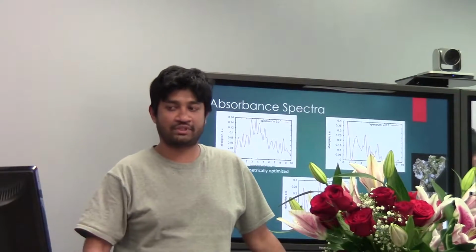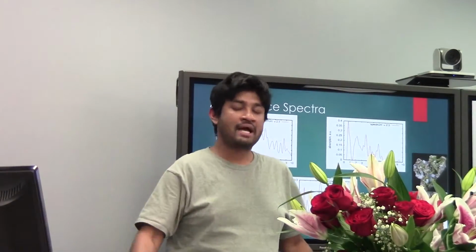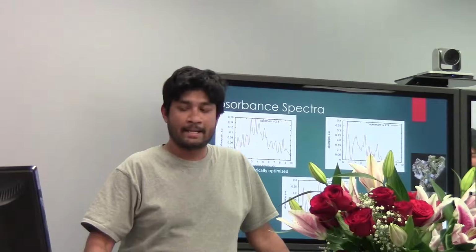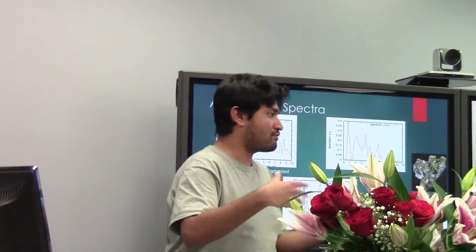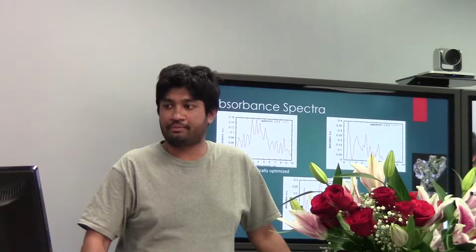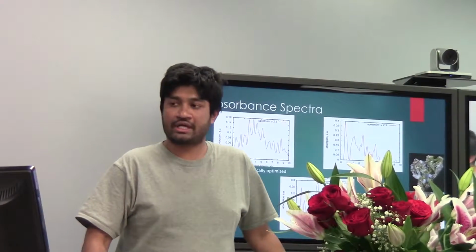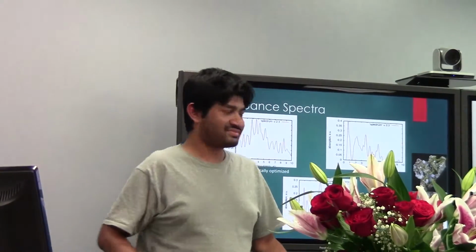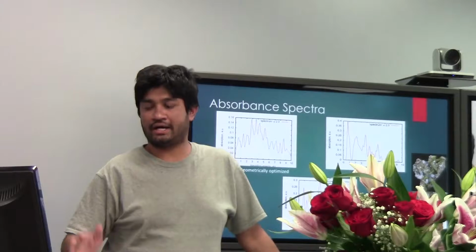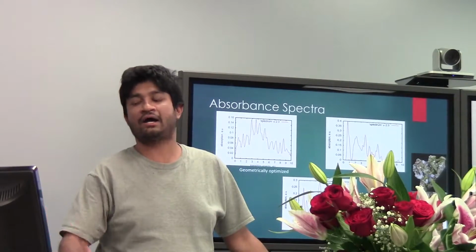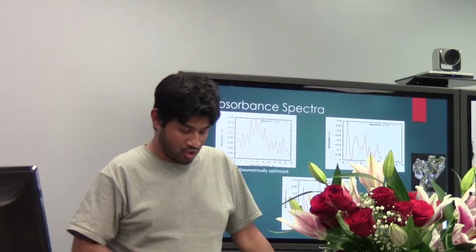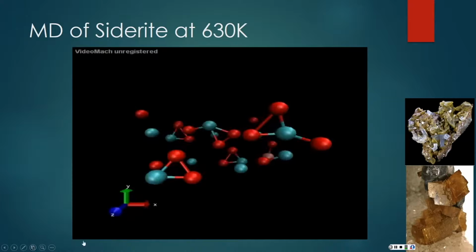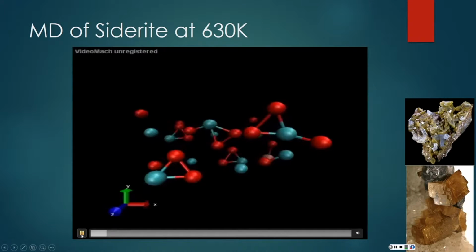But for this absorbance spectra, we can assume that here the iron is in the high spin, or it may be possible that the crystal field splitting is very far from the ideal or high symmetry. Here the iron d orbitals are offset from each other instead of forming a region. And we can also see that here the iron orbitals are hybridized with the host orbitals. This is the MD of siderite at 630 Kelvin.